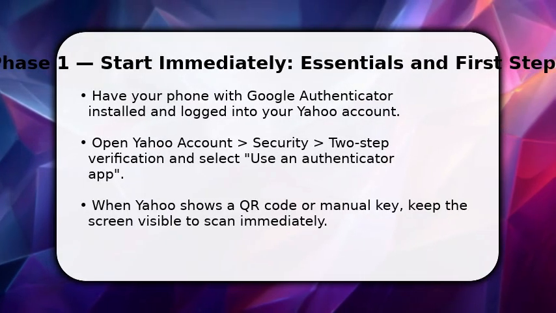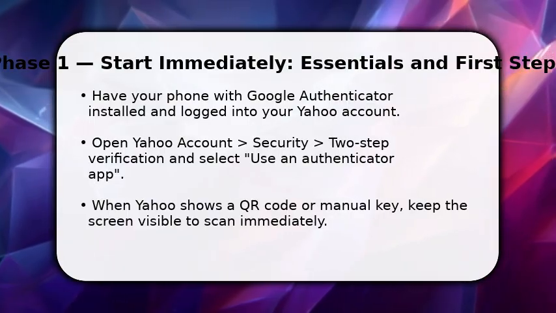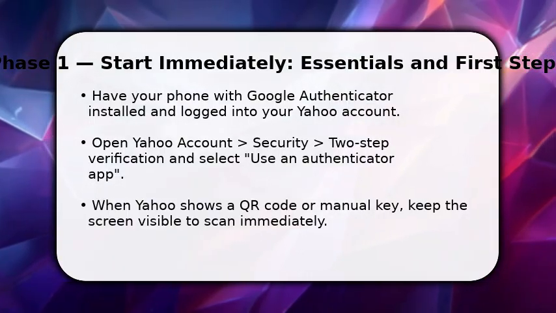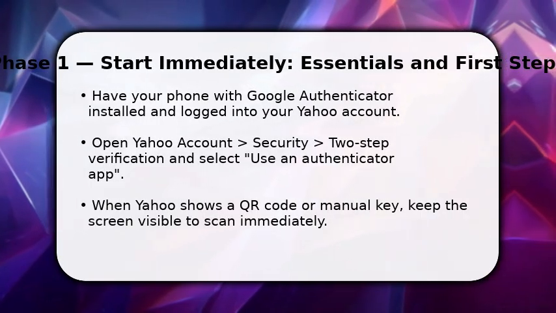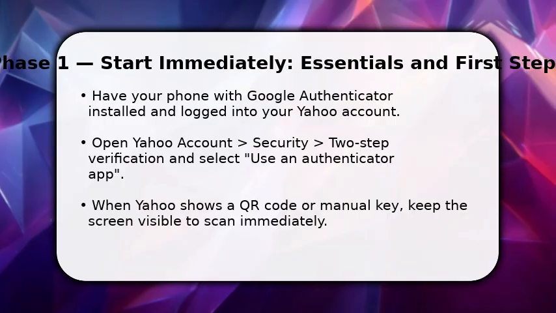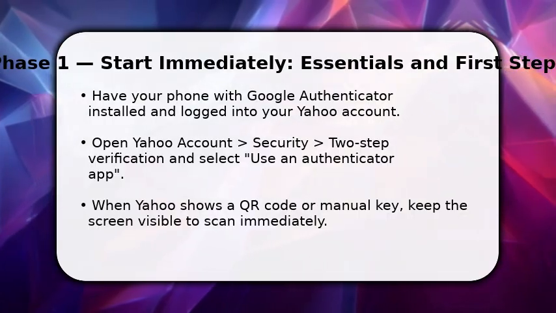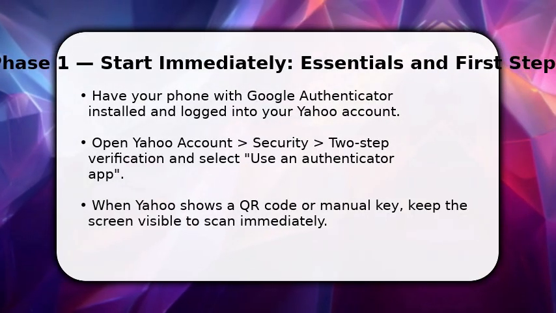You'll begin with the essentials and the first actionable steps. Sign into Yahoo and open account security. Once there, enable two-step verification and choose the Authenticator app option. Yahoo will display a QR code and a manual key on screen. Don't close this page. Leave the QR visible.